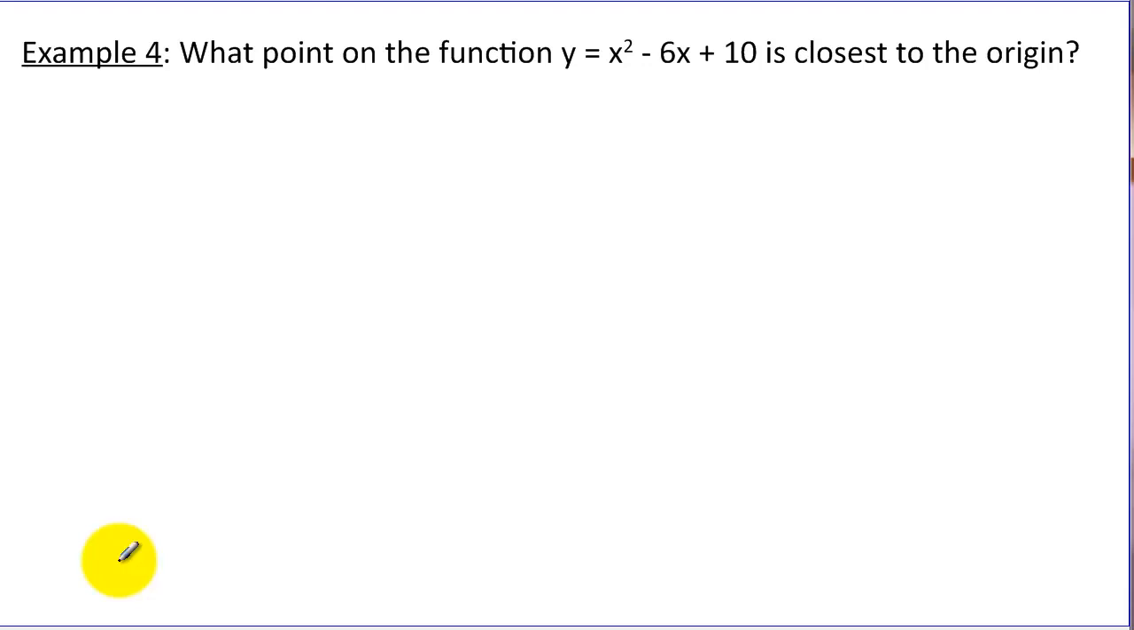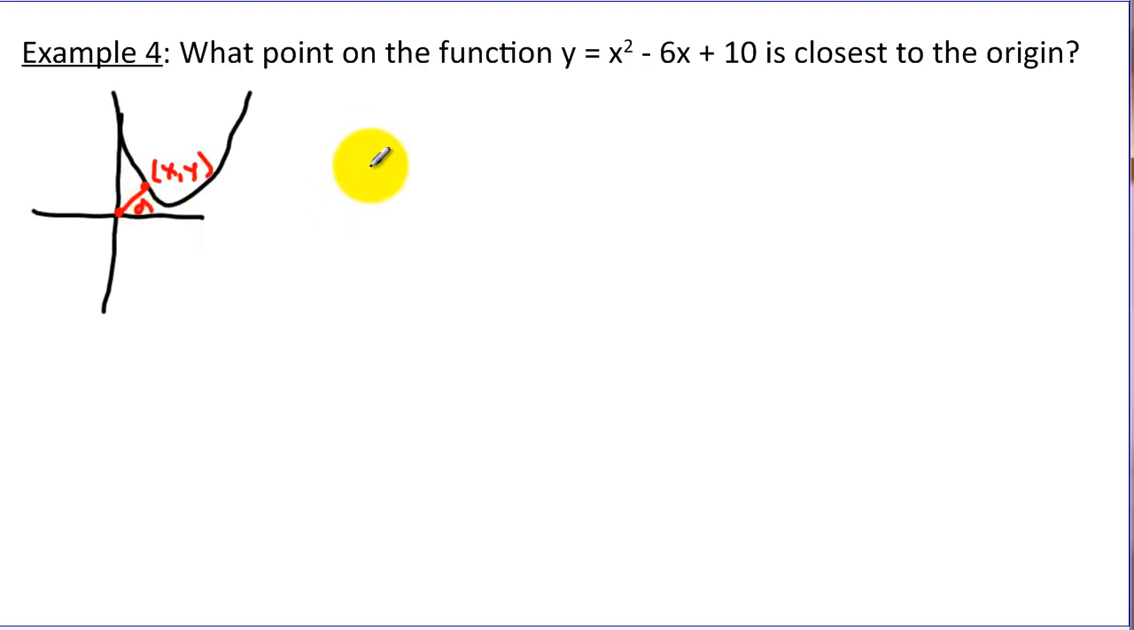Okay, here we have a problem that's asking what's the point on this parabola that's closest to the origin. I've already, on my graphing calculator, made a rough sketch of that. We get a parabola that's coming down something like that. And we are looking for the point on this parabola, some point x, y, whose distance here to the origin, that distance is at a minimum.